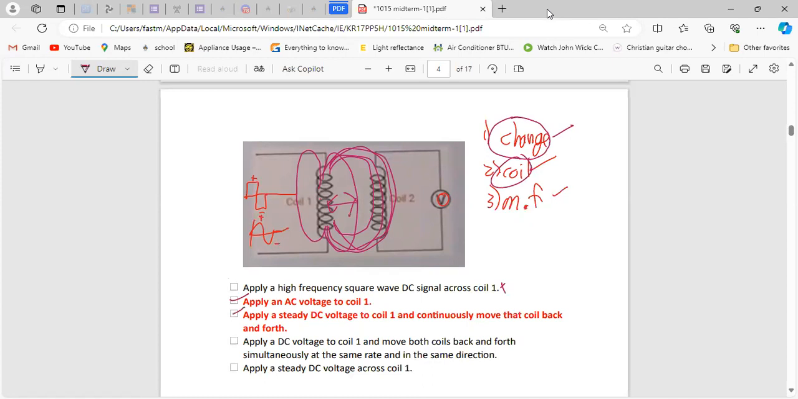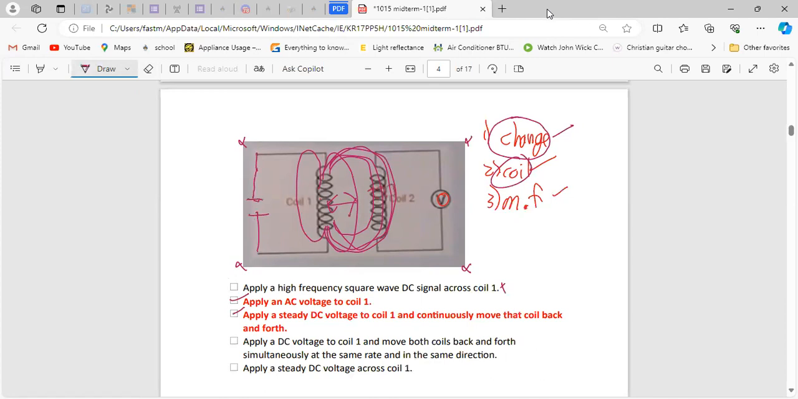Next, applying a DC to coil one and moving it back and forth simultaneously. At the same time. So think of this whole page, and they say DC. Basically, DC means that the magnetic field is not going to change direction, meaning it's not going to change the polarity.